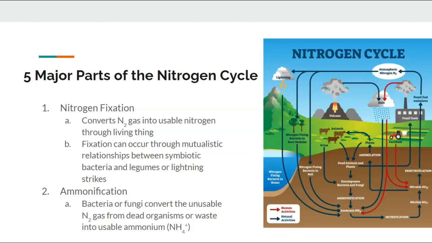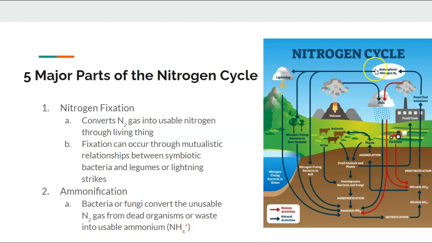We're going to practice in class, but I just want you to kind of see what's happening, and we're going to relate to the picture quite frequently. So the first two parts are nitrogen fixation and ammonification. Nitrogen fixation takes gas from the atmosphere and through living things turns it into usable nitrogen. This is typically done through mutualistic relationships between bacteria and legumes, which are plants, like peanuts, beans. Nitrogen can also be fixed via lightning strikes, which is kind of interesting.